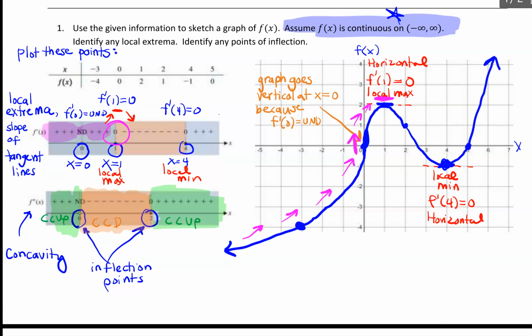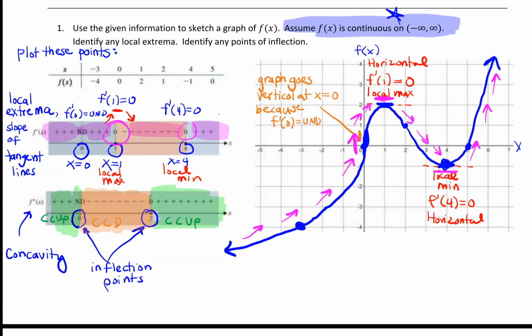Then my tangent lines should be pointing down next. So down, down, down until I hit 4. At 4, it's going to go horizontal. And then my tangent lines went up again, up, up, up. So I'm just doing this to check my graph to make sure that everything is making sense, that all the information from the first derivative sign chart is being represented, and all the information from that second derivative sign chart is also being represented.